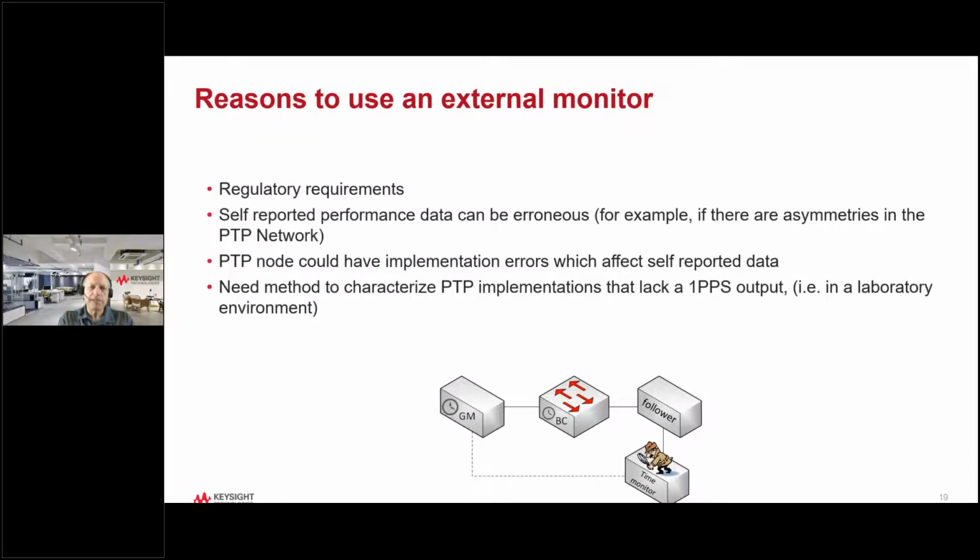Some reasons to use an external monitor. Number one is regulatory requirements. There are some requirements where the device is not allowed to monitor itself. You want some third party that's considered neutral to monitor the time. Number two is we've seen cases where self-reported performance data is erroneous. For example, if you have asymmetries in the PTP network or someone just chooses to want to make their implementation seem better or worse than it is. The PTP node itself could have implementation error that affects the self-reported data.